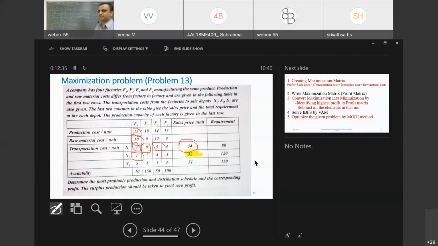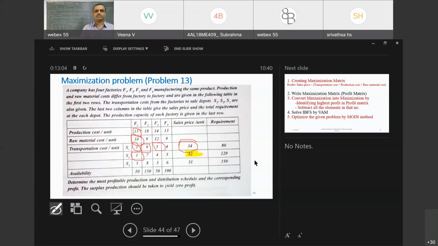Okay, in this problem, they have given that there are totally 4 factories, F1, F2, F3, F4. Many of you have joined now. Next, there are totally 3 sales depots given. And for the factories F1, F2, F3, F4, for one product, the production cost, raw material cost as well as the transportation cost are given.